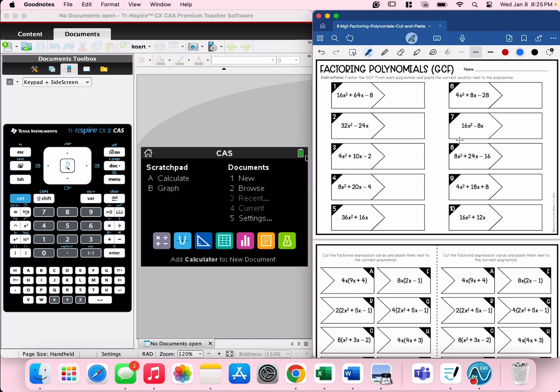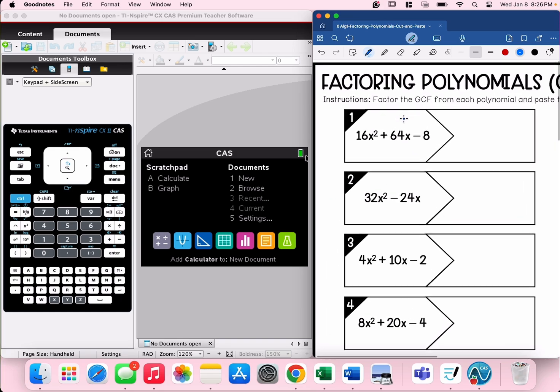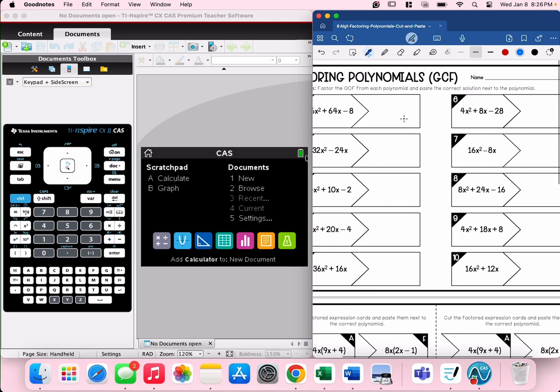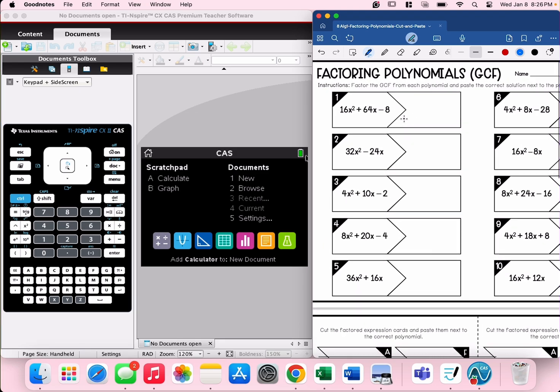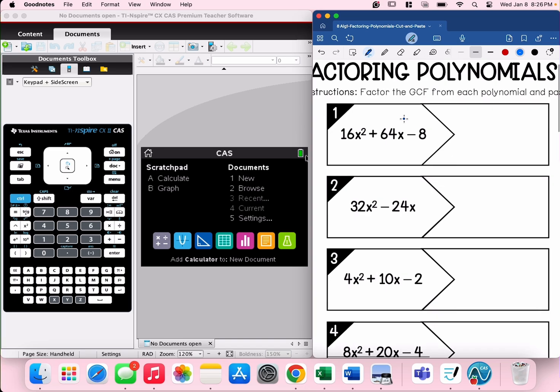I want to go ahead and go over today's assignment with you as a refresher from our notes from yesterday to help you complete today's assignment, as well as if you have not finished yesterday's assignment. So we're going to start off by looking at numbers 1 and 2. Our instructions tell us to factor the GCF from each polynomial and paste the correct solution next to the polynomial. So we're going to look at numbers 1 and 2 together.